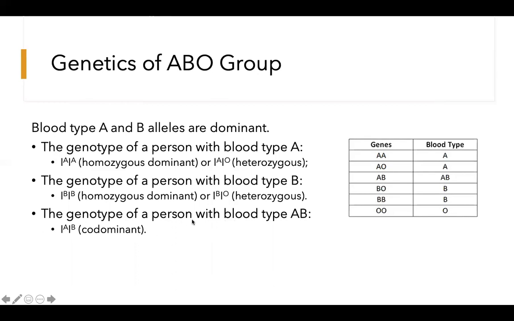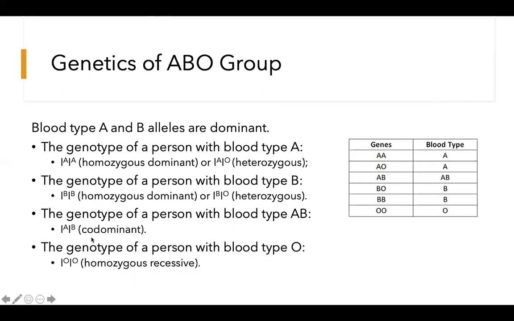The genotype of a person with blood type AB, they have one A and one B. Because A and B are both dominant, a person with blood type AB is what's called co-dominant. So if you take genetics next year, you'll probably learn a little more about this. This is a little more advanced genetics, but the A and the B are both going to show their traits. So you'll have both A and B, and that's why we have the red blood cells that have the A and the B antigens present, because of this thing called co-dominance.